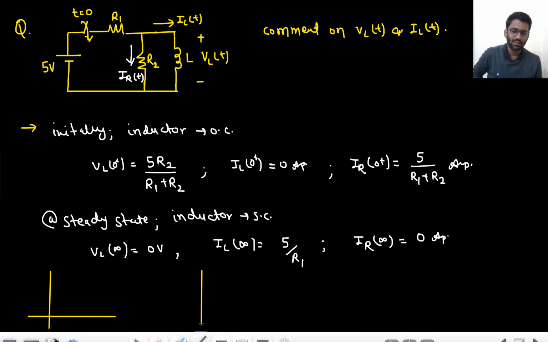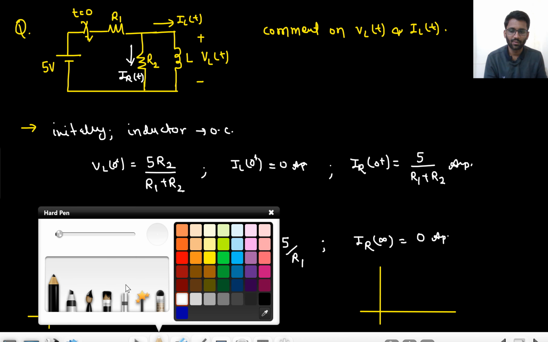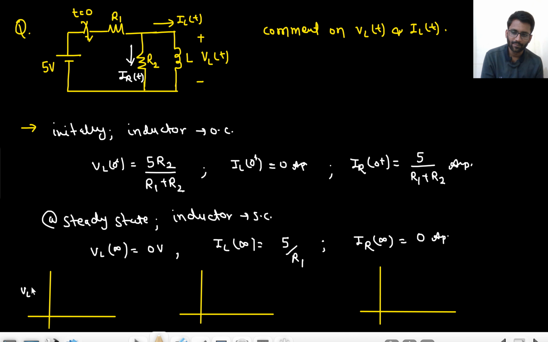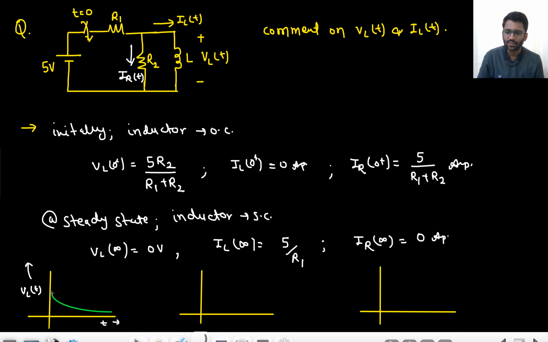Very easy question it was, we have solved these kind of questions in RC, so it seems very easy. Just see what is happening at t equals to 0, and now you can understand the circuit on your own. I will leave it up to you. Try to understand it on your own by the concept that I have given before. So what is VLT? VLT decreases from some value to 0, right? In case of IL, it increases from 0 to some value. And in case of IR, it decreases from 5 by R1 plus R2 to 0.